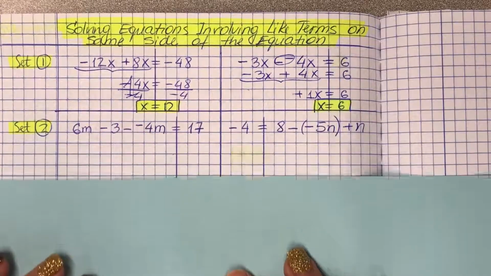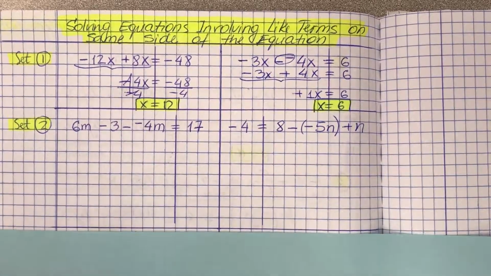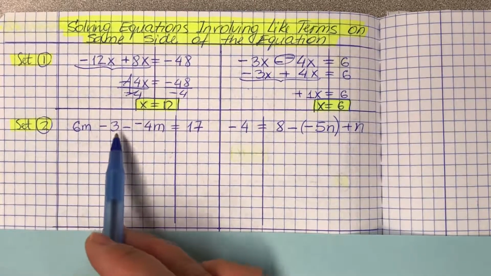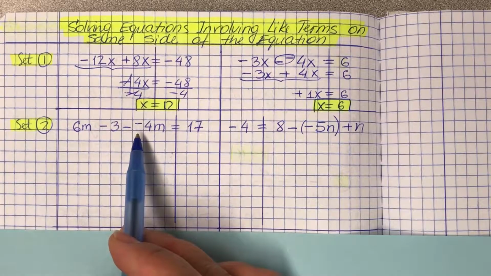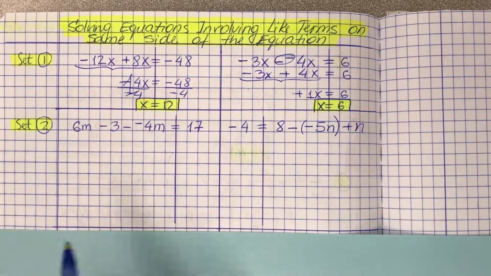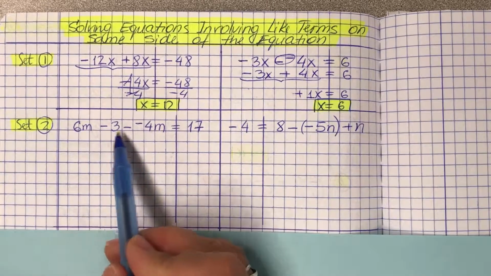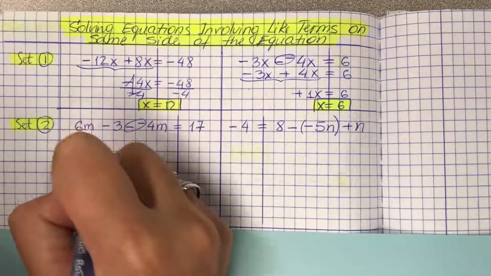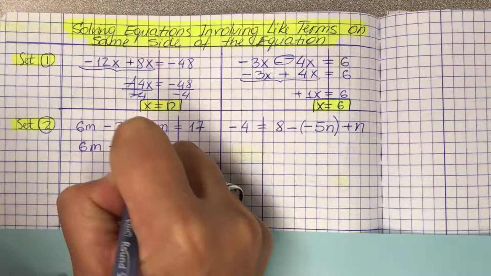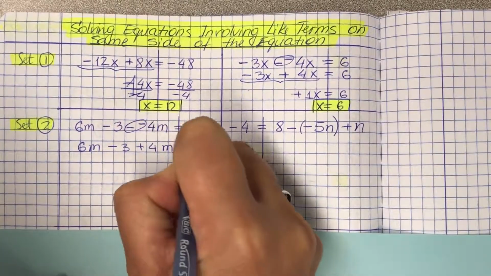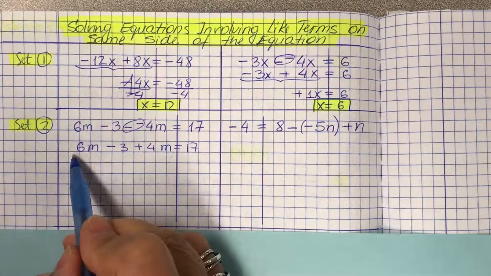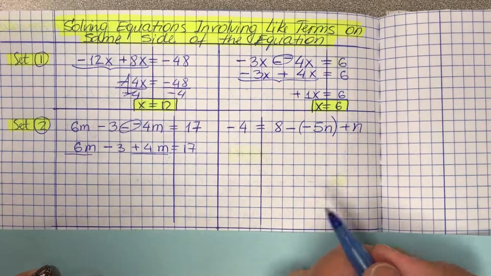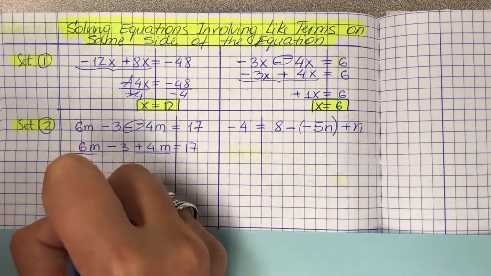Let's add another step. In the second set, I'm adding more terms and we'll see how to simplify by combining the like terms and then use inverse operations to solve. So I have 6m minus 3, then I have this minus minus, which I'm going to change. So I'm going to rewrite the equation using single signs. Then 6m and 4m are like terms, so they can be combined. I'm going to bring them together.